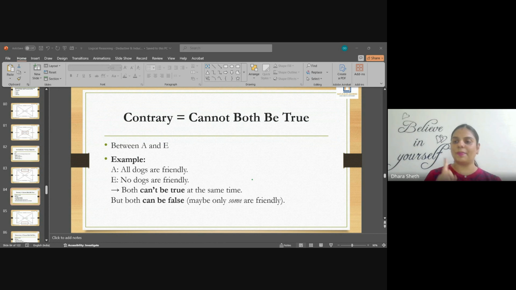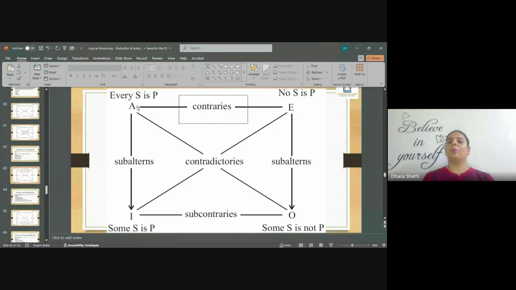That relationship is called contrary. Both can't be true at the same time, but both can be false at the same time. That is contraries.